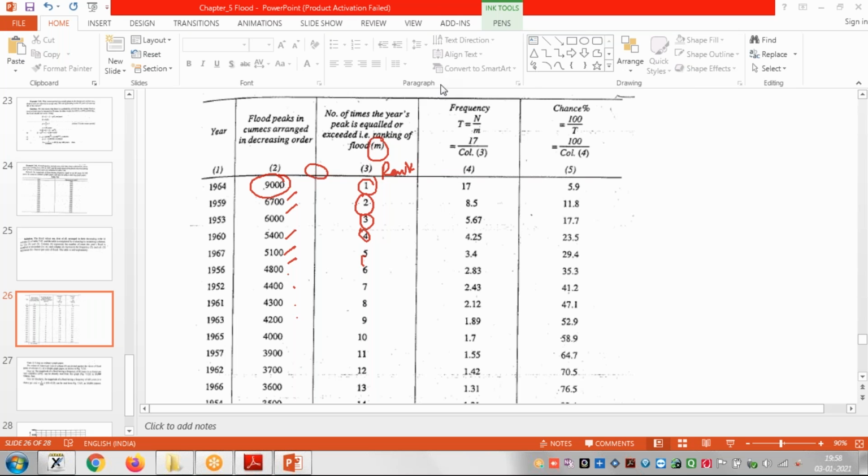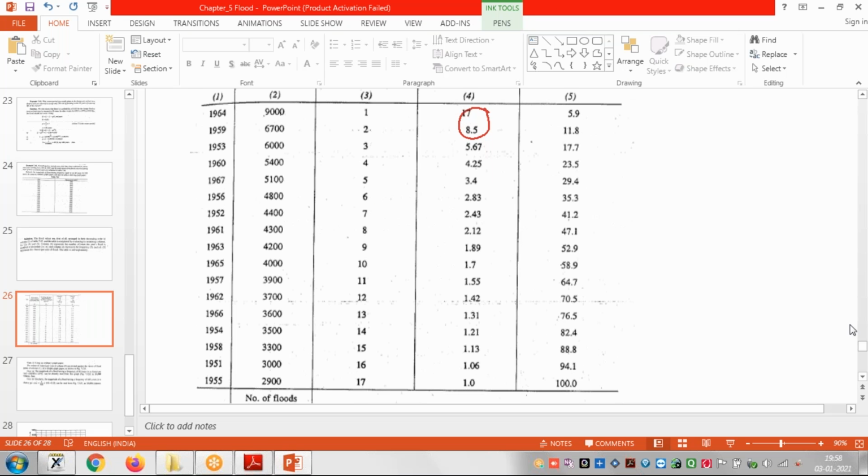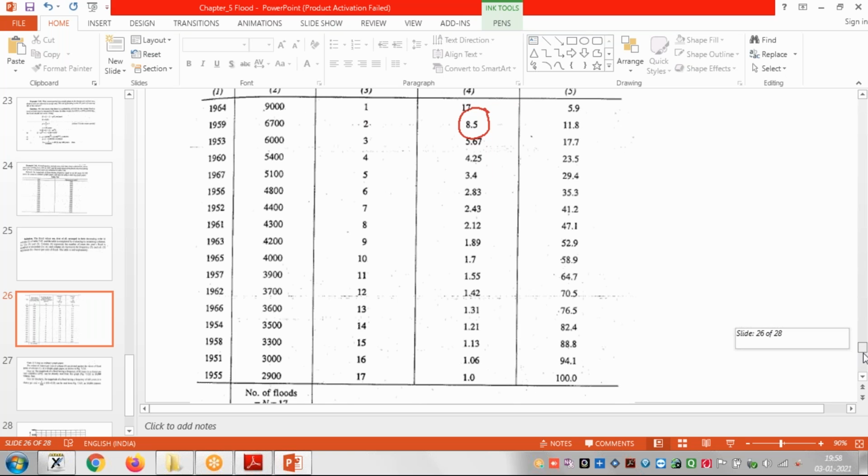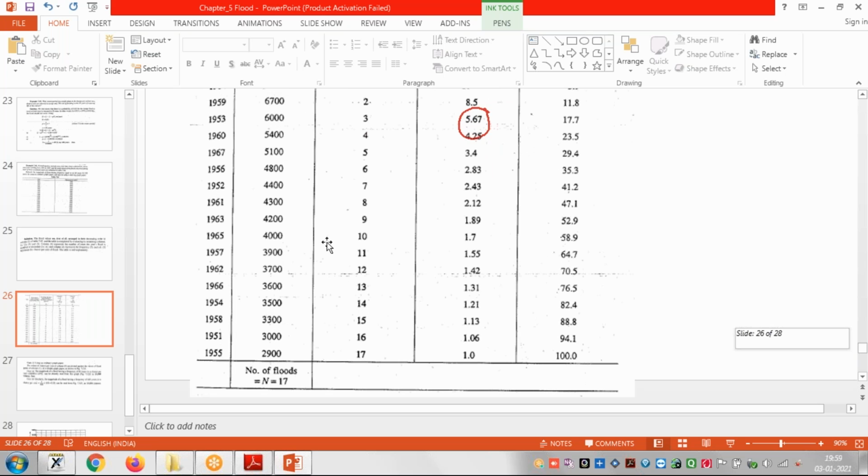Then we know that the formula for T is equal to what? N upon M. So what is total N? N value means how many values? 1, 2, how many values are here? 17. So N value is equal to 17. So here you can see that this N value is already mentioned as equal to 17.